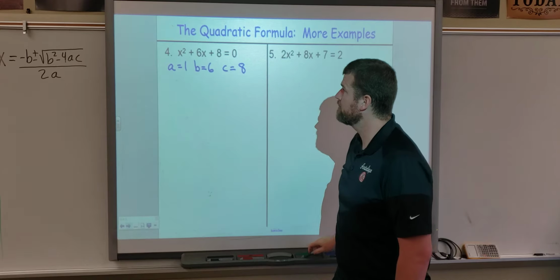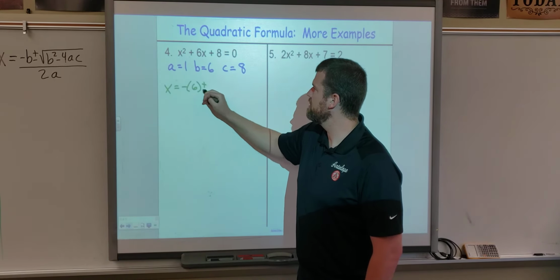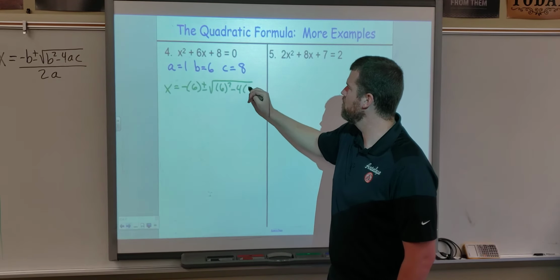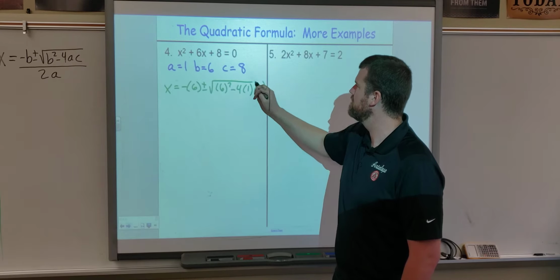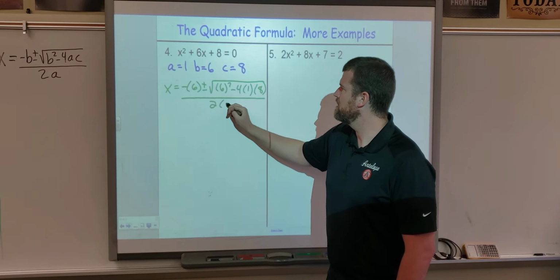Plug them into the quadratic formula. X equals negative b plus or minus the square root of b squared minus 4ac, all over, make sure it's all over, 2a.